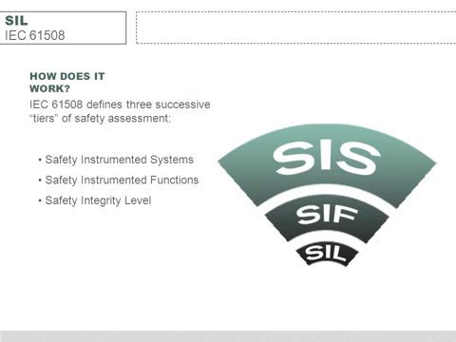If we dig a little deeper, we see that SIL is actually only one part of a greater puzzle. In fact, IEC 61508 defines three successive tiers, if you will, of safety assessment. So you may have heard of some of these terms. They may have been thrown around for a while, and yes, they do all relate to SIL. But it's composed of safety instrumented systems, safety instrumented functions, and the safety integrity level.